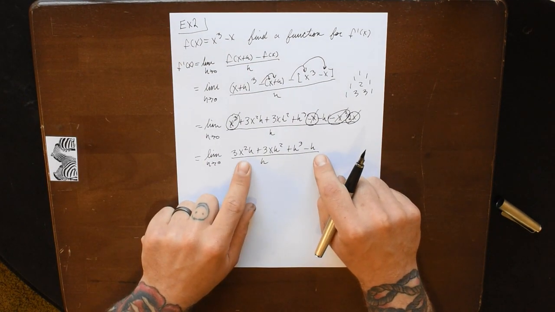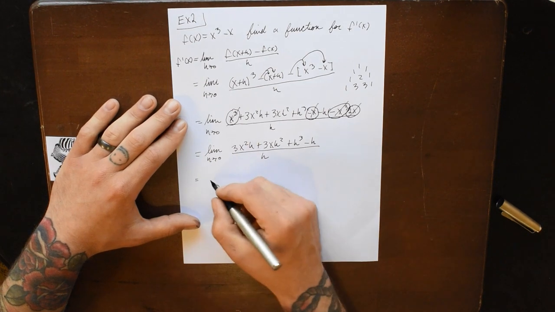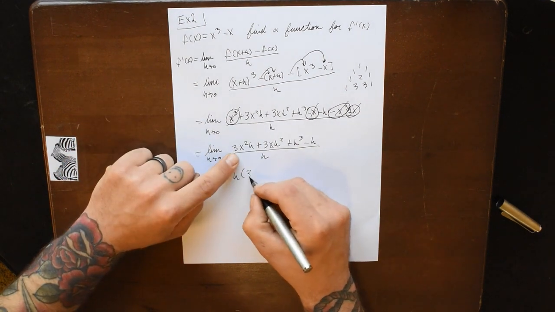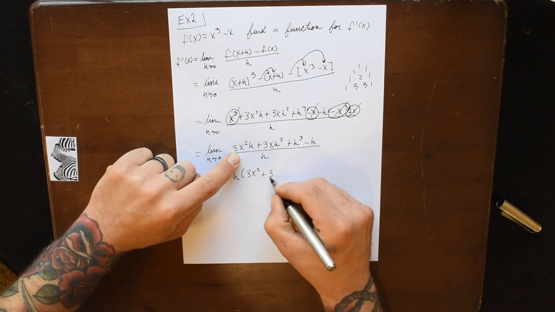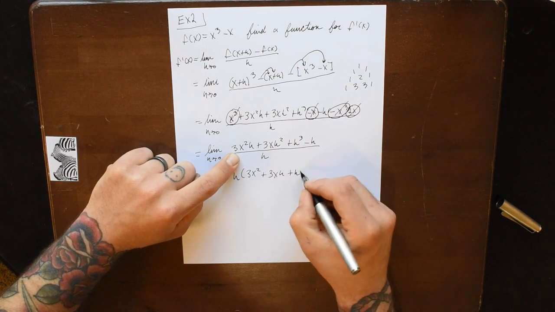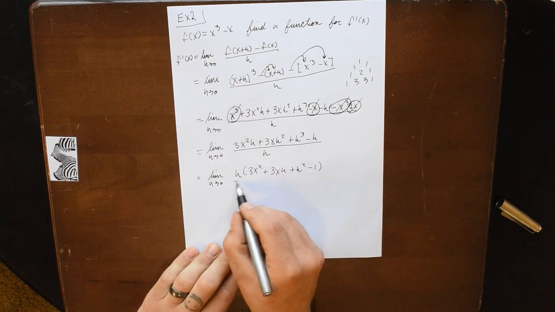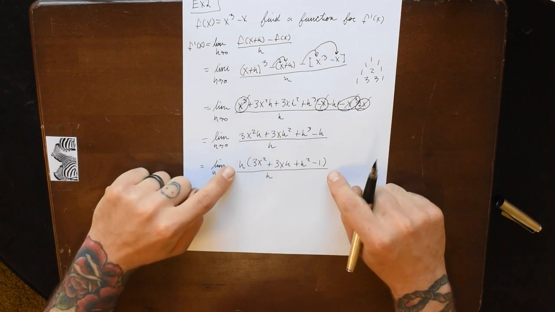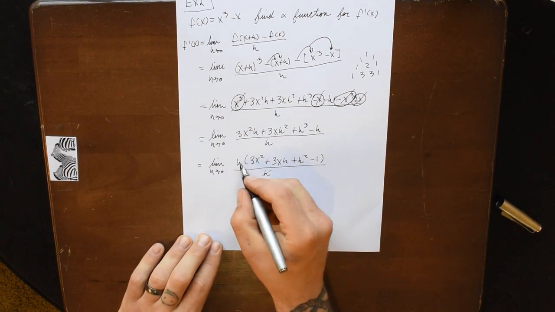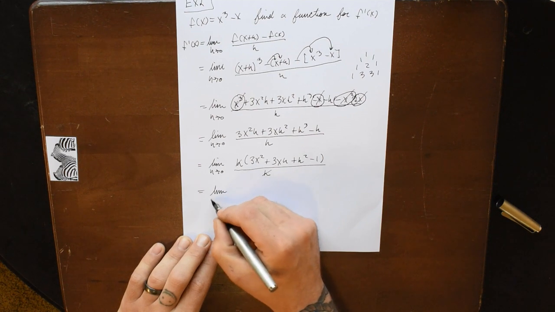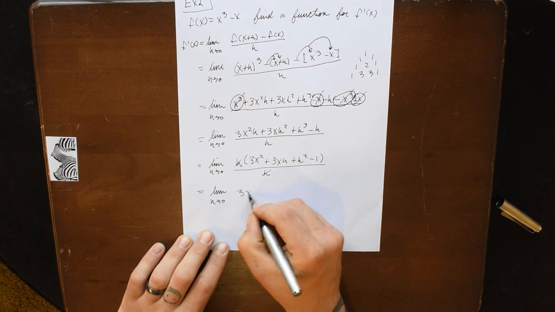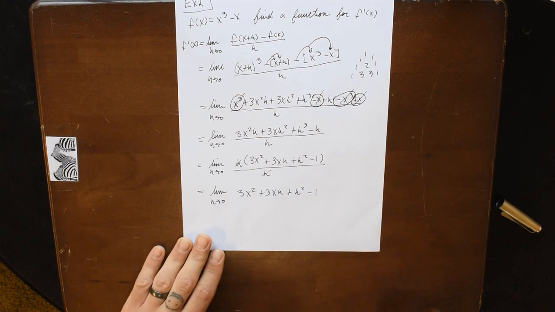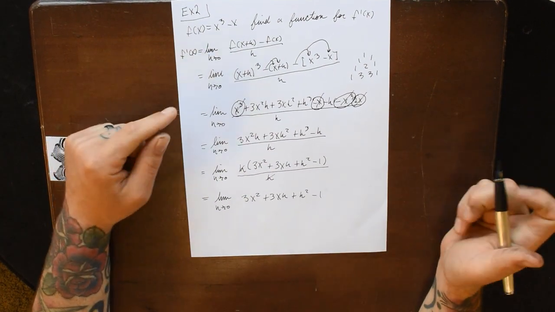Now we want to factor an h out of the numerator. Call this the limit, as h goes to 0, of an h times (3x squared plus 3xh plus h squared minus 1), all divided by an h. We factored an h out of the numerator so we could use it to cancel with the h in the denominator. We'll go through and do that. This is equal to the limit, as h goes off to 0, of 3x squared plus 3xh plus h squared minus 1.